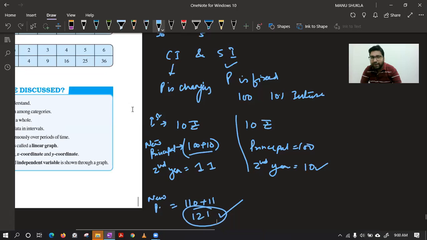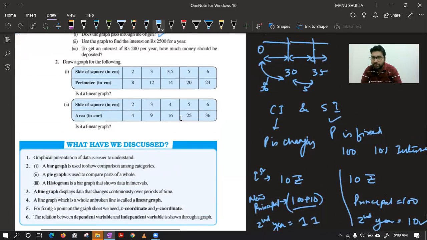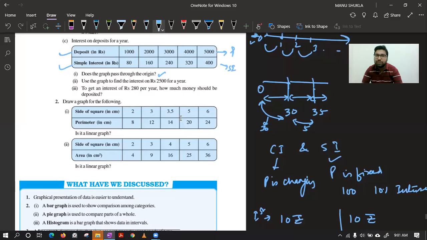In our banks we use CI because our principal is changing day by day. That is why we cannot go for simple interest in a bank.